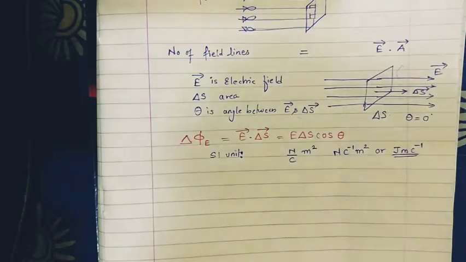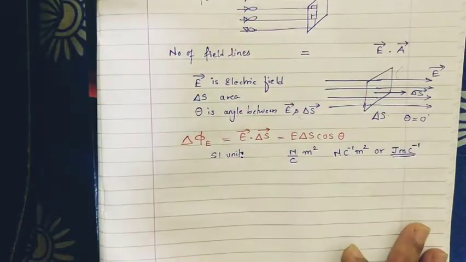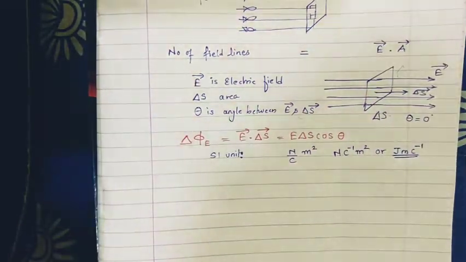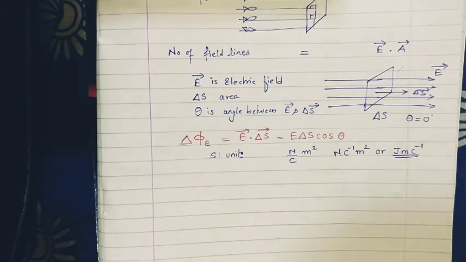Now let us see. This is about flux. This is the concept of flux. It is the dot product of electric field and the area vector, which is going to give you the measure of the number of field lines passing through a particular area.